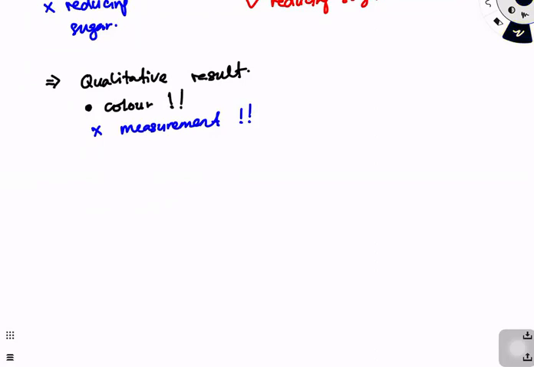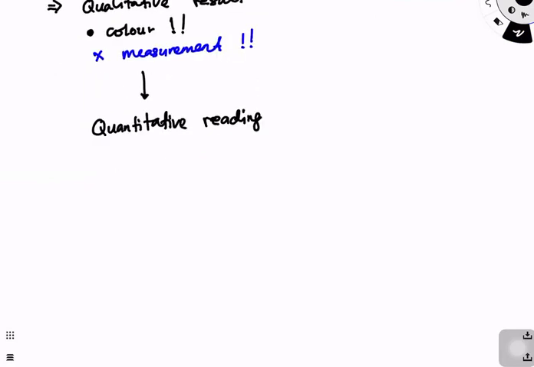So we want to change our reading from qualitative reading to quantitative reading. What is being quantitative? It means something that you can measure. So what can we measure? We can measure the color intensity. Then you don't need to argue, hey, my yellow is higher intensity, your yellow is not so high intensity, or lower intensity.